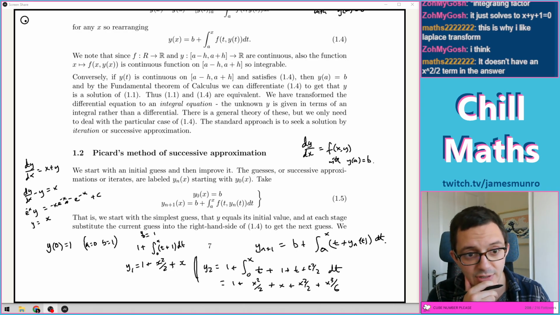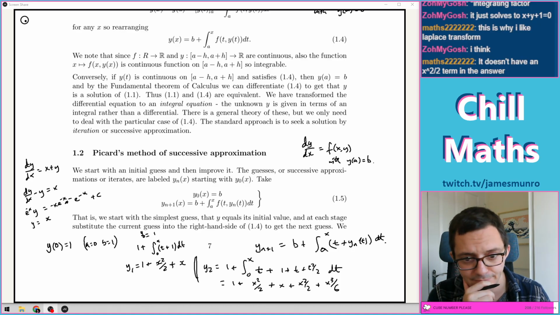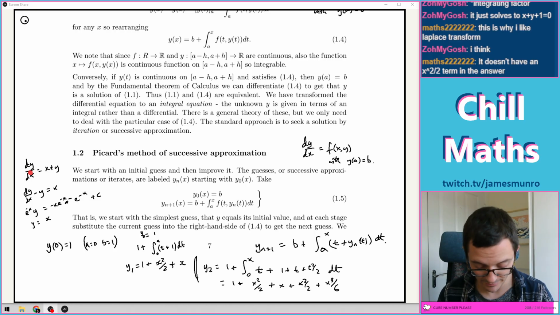Doesn't have an x squared over 2 term in the answer, doesn't it? That's a surprise. Because an x squared over 2 would be a problem because it would balance here, but it would also be here.